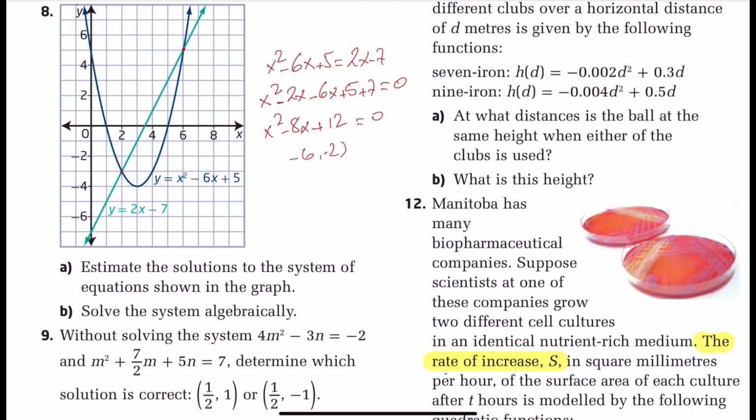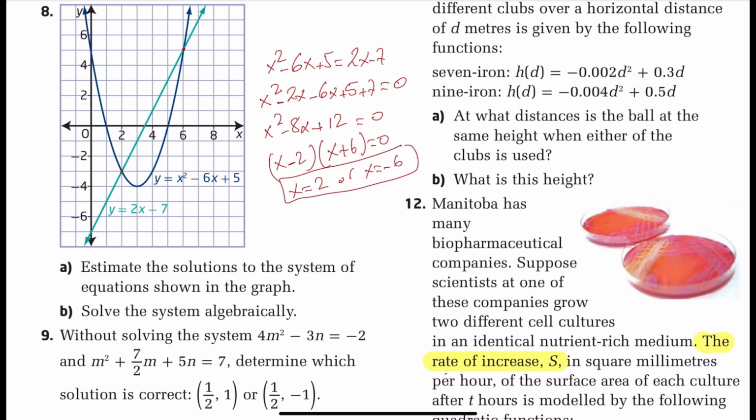So my answer to this question will be (x - 2)(x + 6) = 0, and this means that x is equal to 2 or x is equal to -6. So this is my two points.